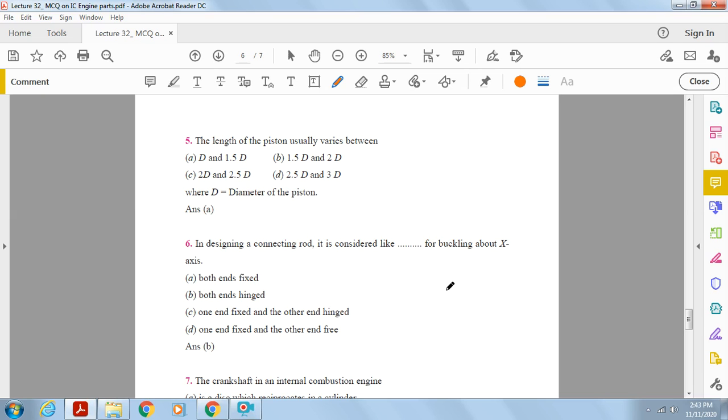So what is the relation between the length of the piston and the diameter of the piston? The correct answer should be option A. Generally, for the piston, the L/D ratio is maintained as 1 to 1.5.